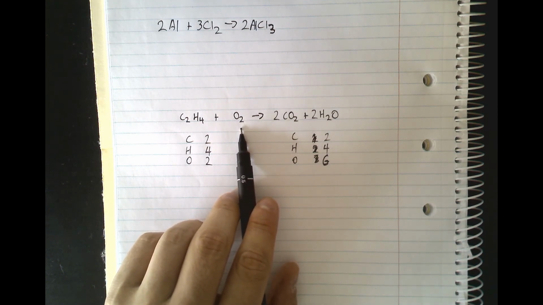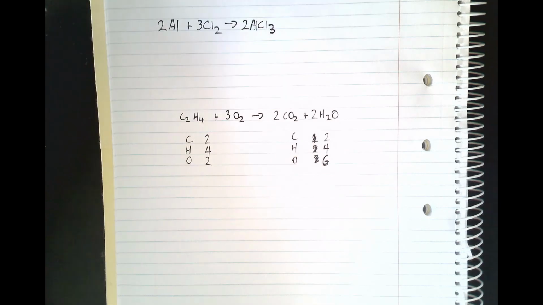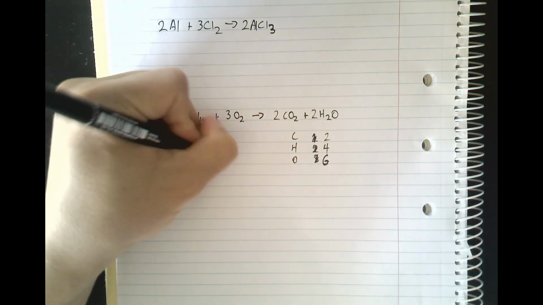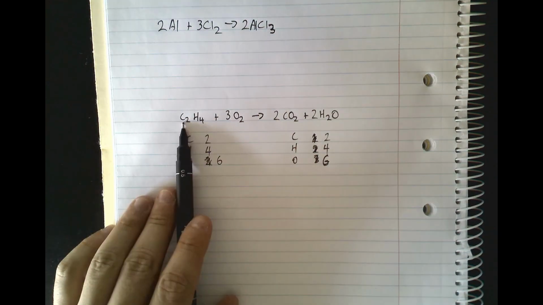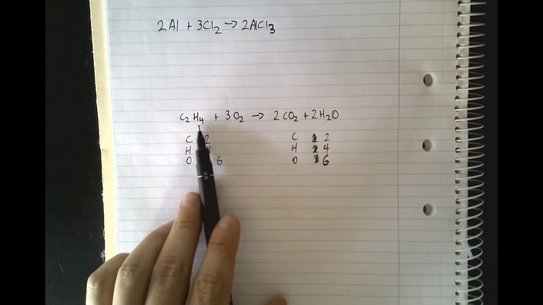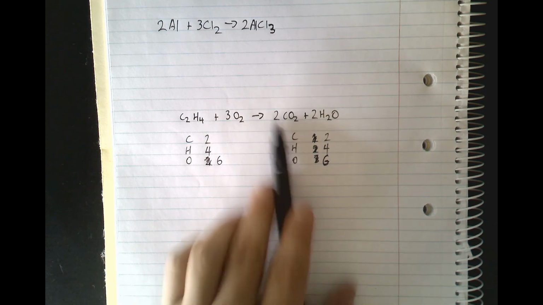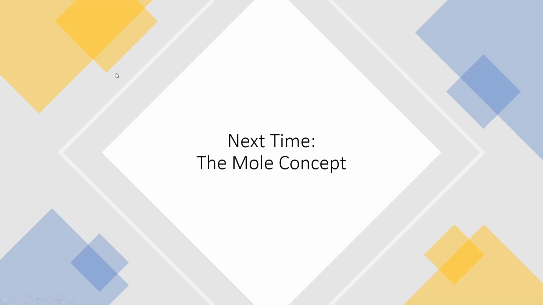Now here we have to go up by 2, so I want 6 oxygens in total here. So that will mean I need 3 lots of O2. And that will mean that I then have 6 oxygens. And my equation is now balanced because I have 2 lots of carbon atoms, 4 lots of hydrogen atoms, and 6 lots of oxygen.